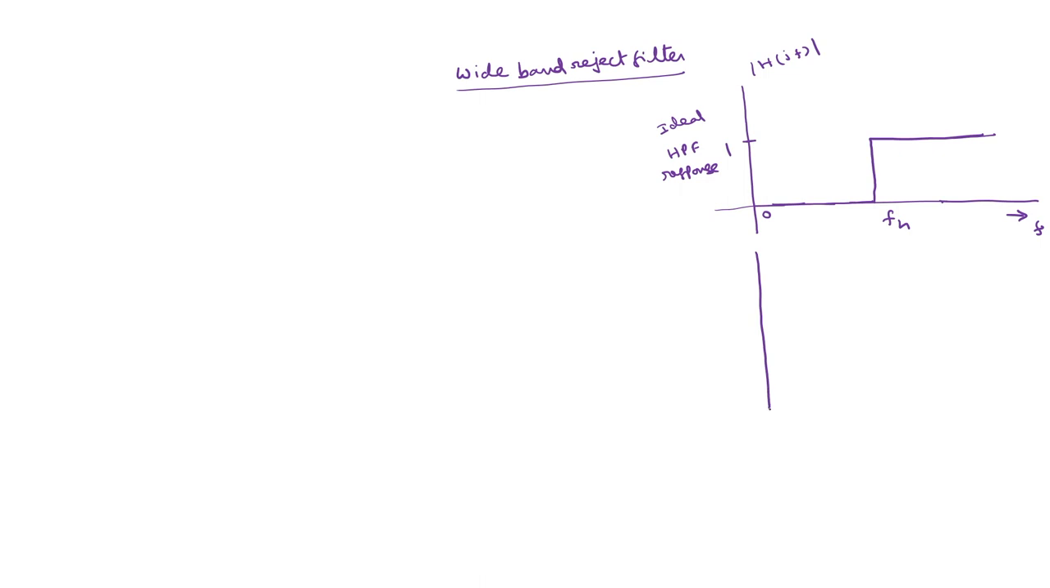And what will be the ideal low pass filter response? It allows frequencies from 0 up to a particular frequency. Say FL is the cutoff frequency of the ideal low pass filter, and from FL to infinity it rejects. So here we have to choose the cutoff frequency of the high pass filter, FH, greater than FL, then only can you obtain the response of a band reject filter.